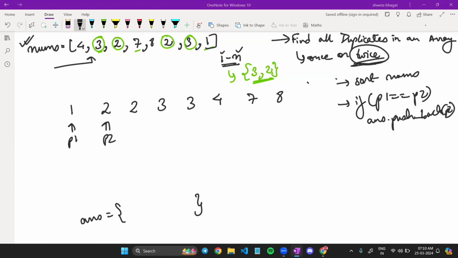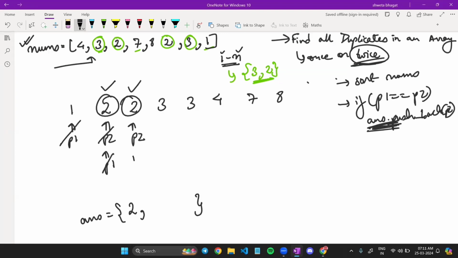Now we'll check, is the value present at P1 and P2 equal? We can clearly see that the values present at P1 and P2 are not equal. So we'll increment both the pointers. P1 will now point at this 2 and P2 will now point at this 2. Now we'll check, is the value present at P1 and P2 equal? P1 is 2 and P2 is also 2. What does it mean? It means their values are equal. So we will add it to our answer, correct? So we will add 2 to this answer.